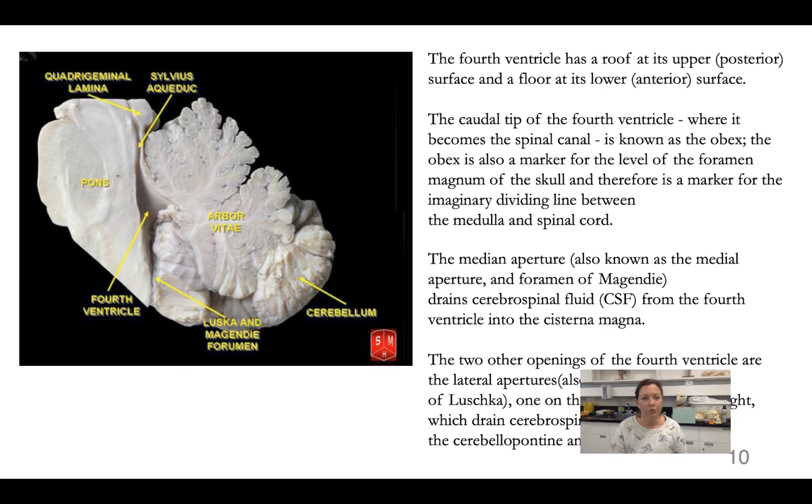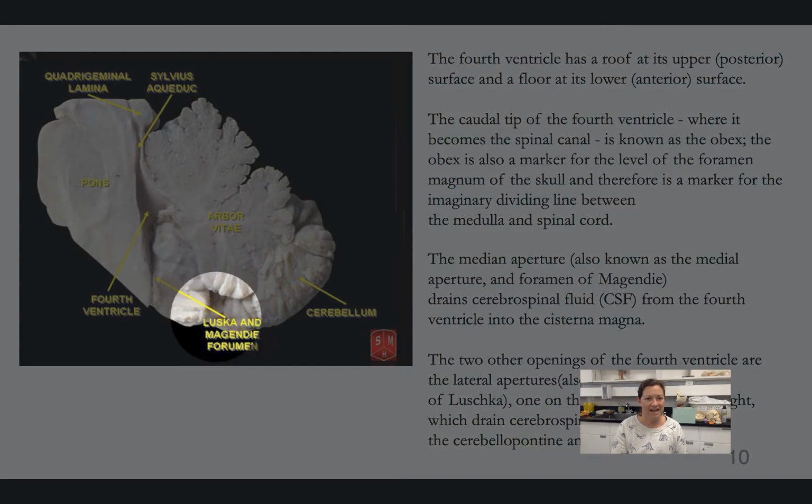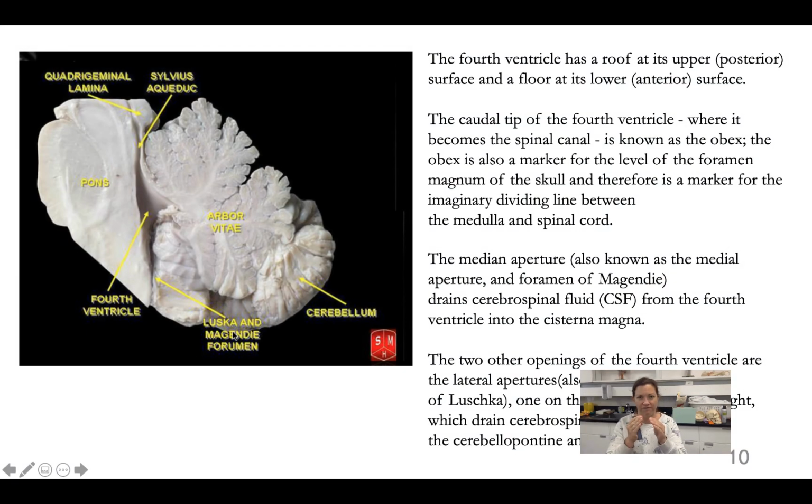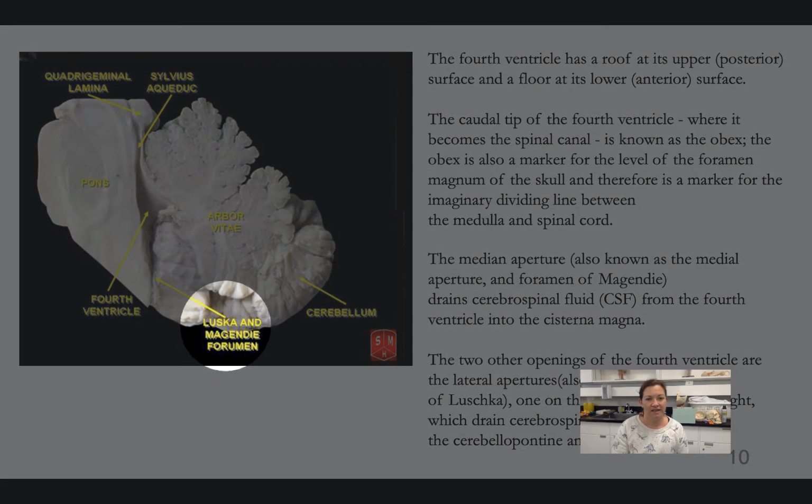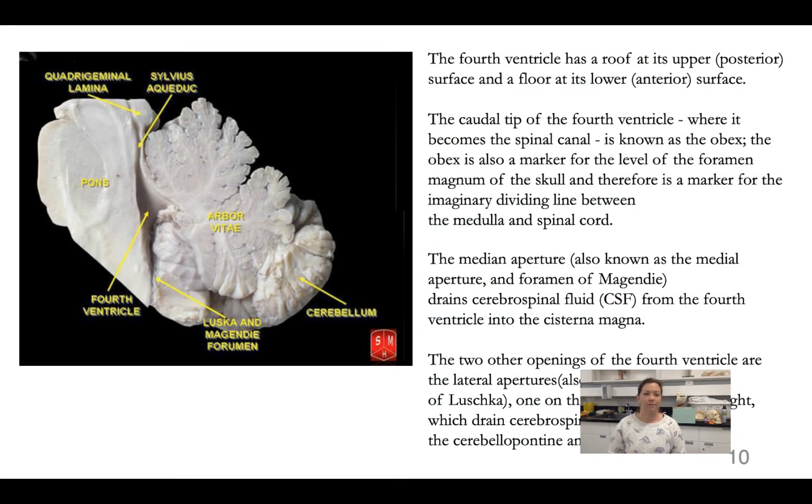There are 2 lateral apertures and 1 medial aperture, and both of those exit the fourth ventricle to let CSF pass from the fourth ventricle into the subarachnoid space. So they are labeled here, but this is not where they are. This label is actually the obex, but the foramina, there are 2 laterally, the foramina of Luschka, that's spelled wrong, laterally, and 1, the foramen of Magendie, medially.